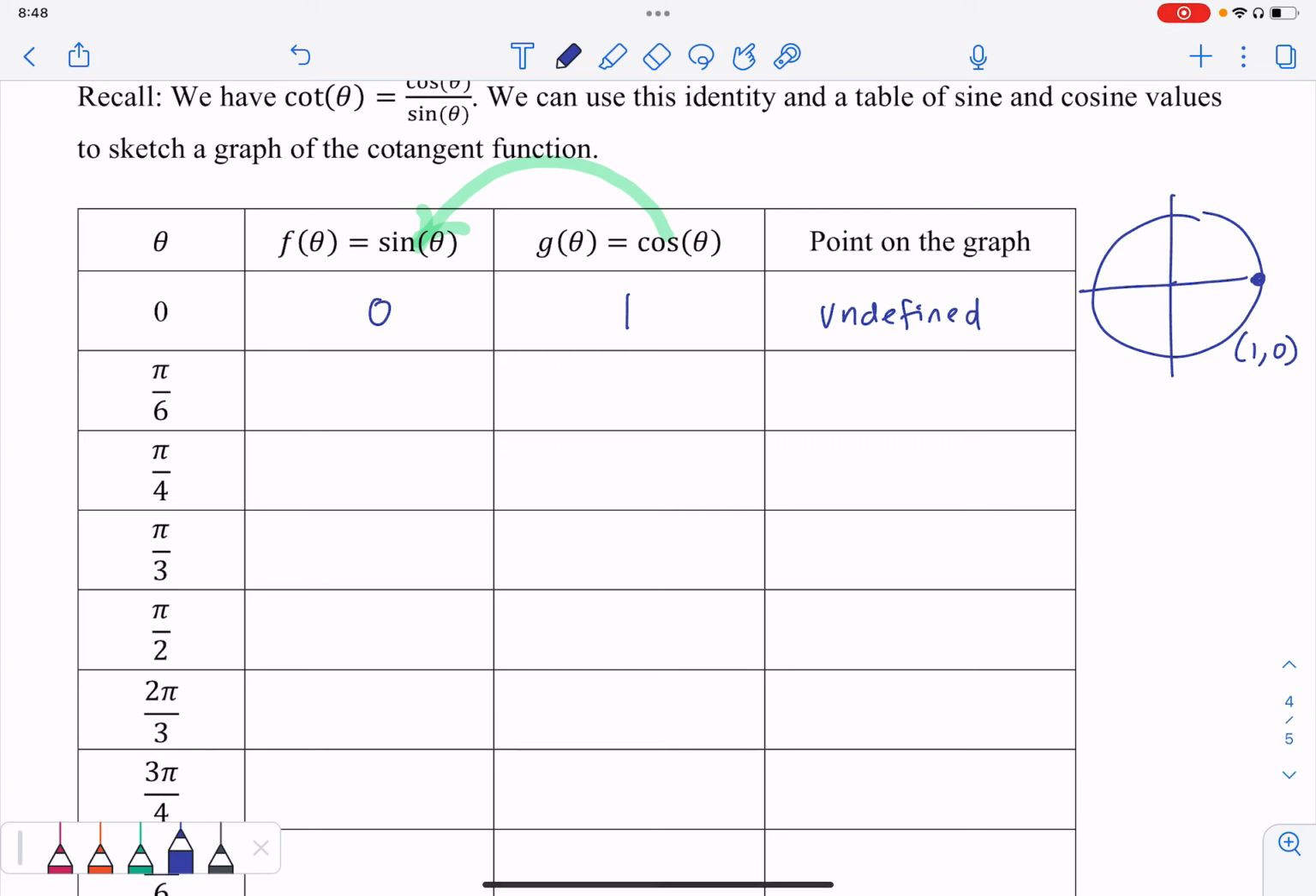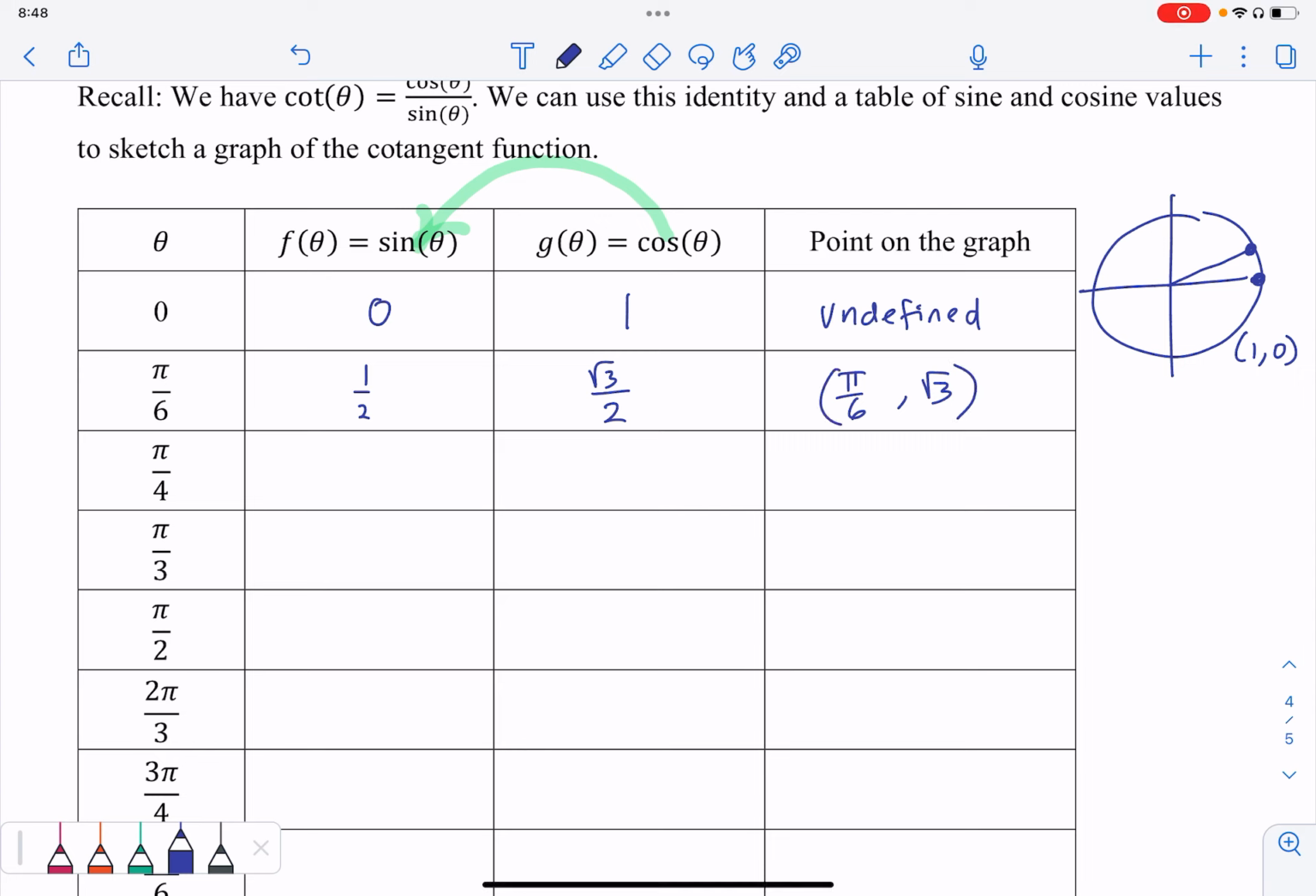How about pi over 6? That's this angle here. So what's going on there? Well, sine is the smaller one, 1/2. Cosine is the larger one because I'm out farther than I am up. And when I do cosine divided by sine, I get root 3 over 2 divided by 1/2 gives me just root 3. So root 3 is the output when pi over 6 is the input.